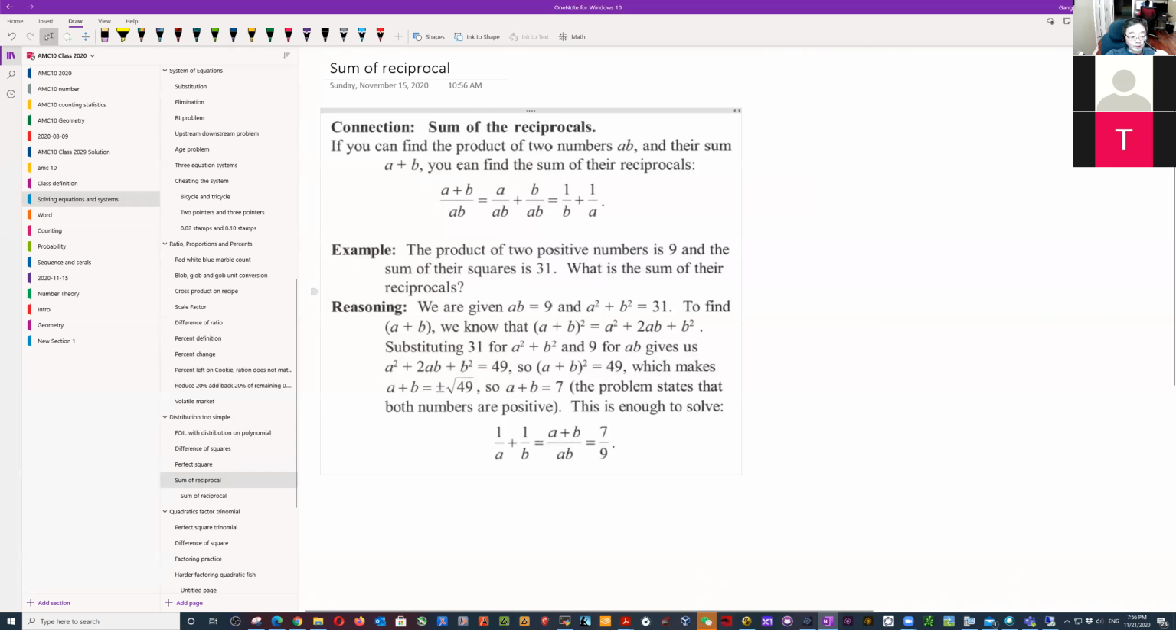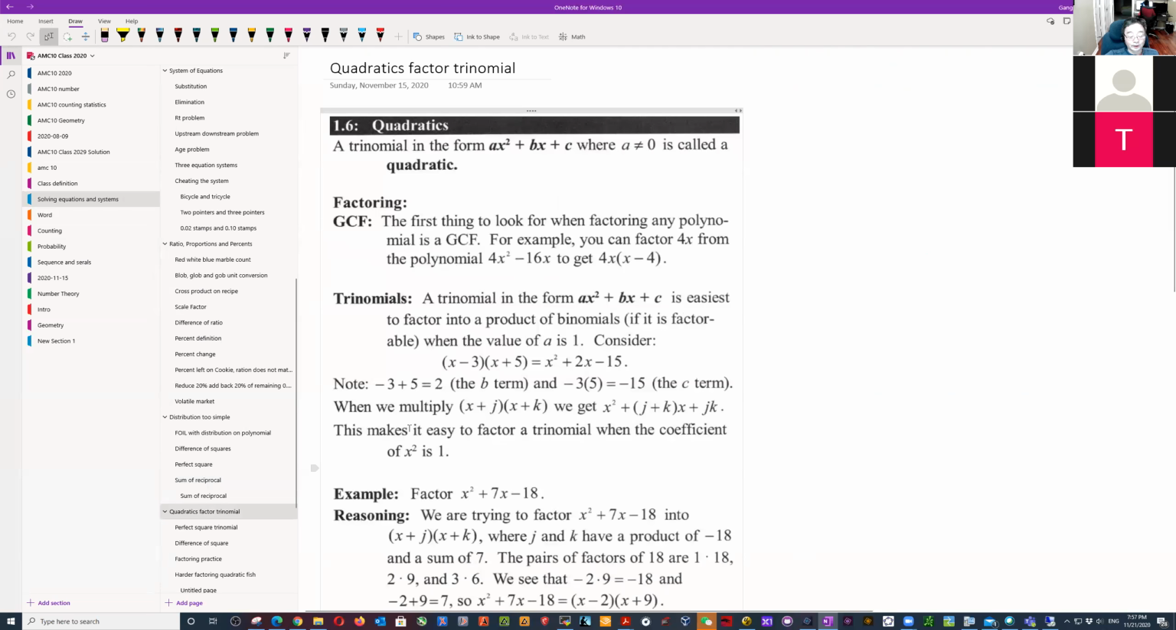Then here comes the sum of reciprocals. So the reciprocal problem is actually used a lot with the Vieta formula, trying to calculate the reciprocal of the roots given the knowledge of the sum of the roots and the difference of the roots. The sum of the roots and difference of the roots can be calculated using the coefficients of the quadratic equation.